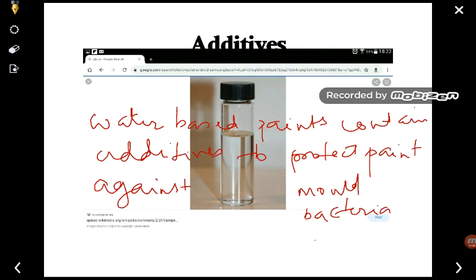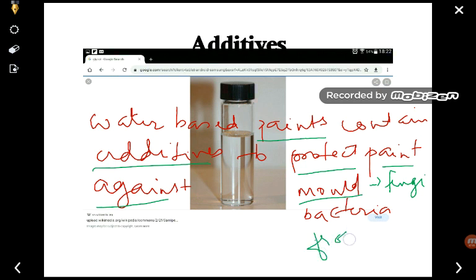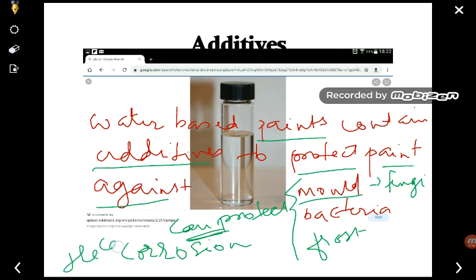Certain water-based paints normally contain additives in order to protect the paint against mold. Mold is one type of fungi. So it is added to protect paints against molds, bacteria, frost, and to protect the can from corrosion. It protects against certain organisms present in the atmosphere, and it also protects the can in which the paint is preserved from any type of corrosion of the metal coating.